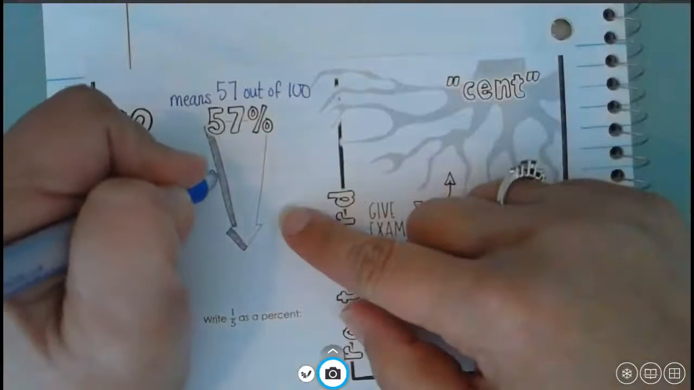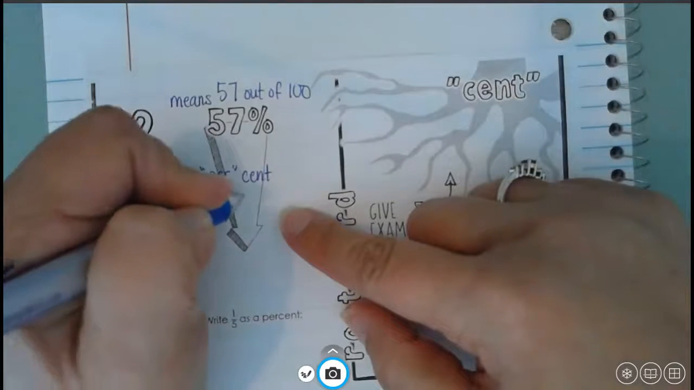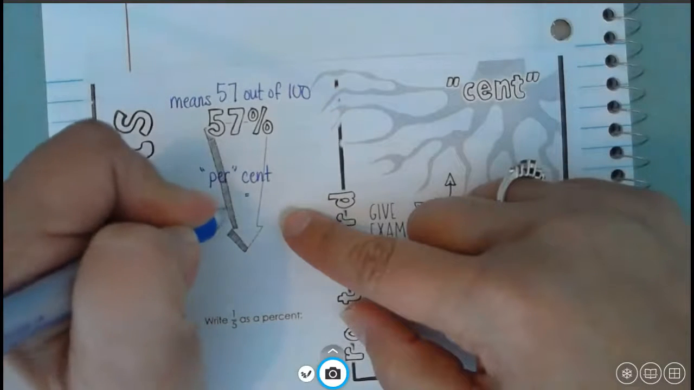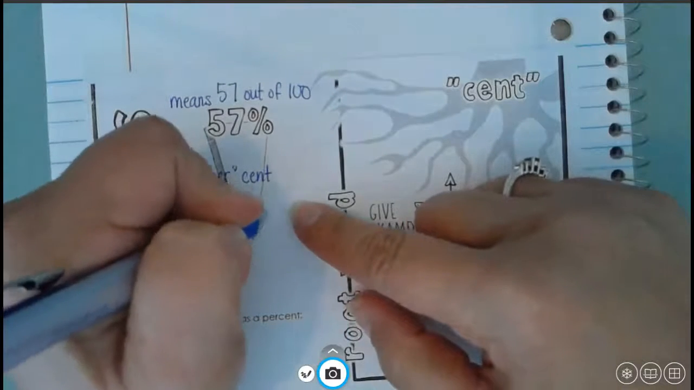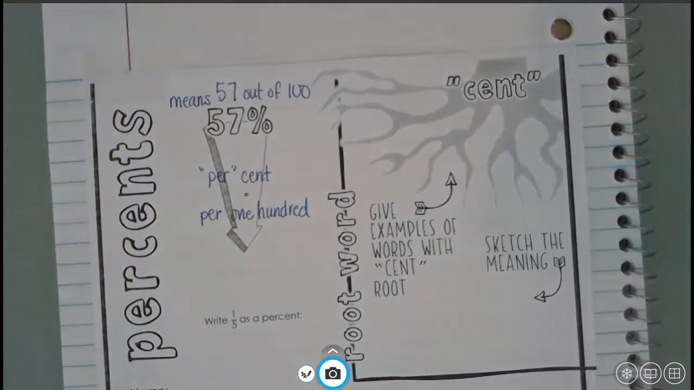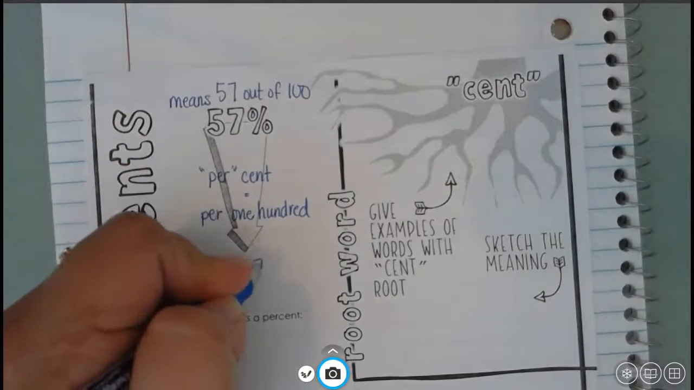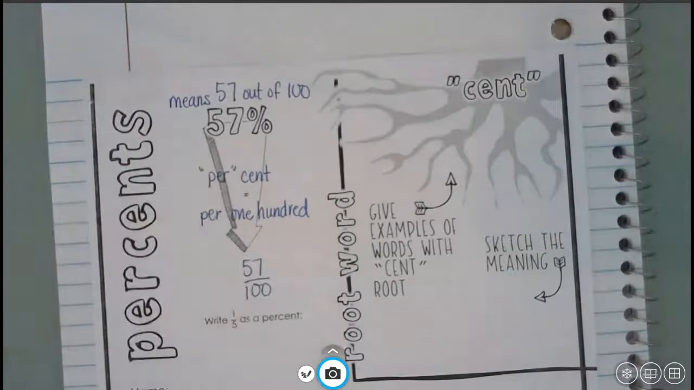We know it's percent, which is per 100. Okay, per 100. 57% is really saying it's 57 out of 100.